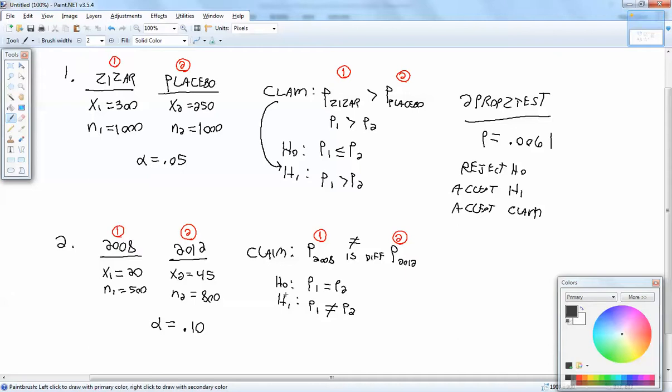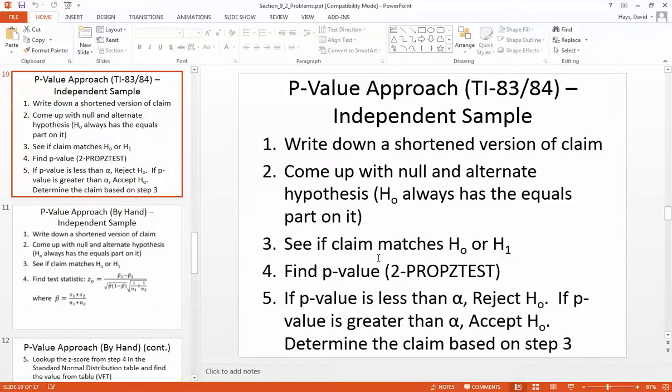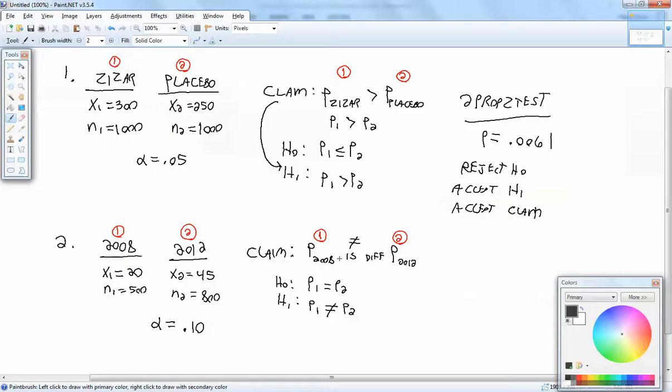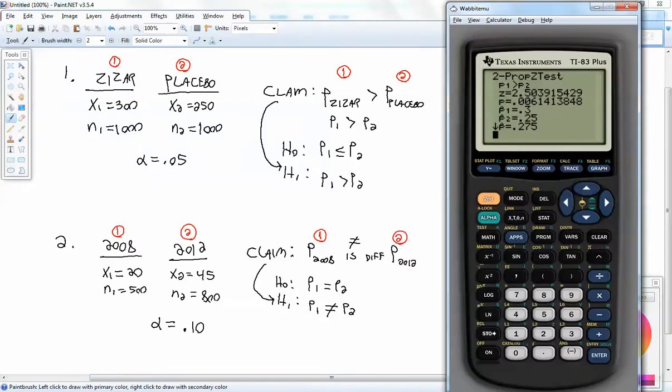Step 3, see if your claim matches H0 or H1. Not equal, not equal. So it matches H1. And we're going to use 2-prop z-test again to find the p-value. So let's go type this in. So press my stat, go to test. 2-prop z-test is number 6. I'll go ahead and press 6.